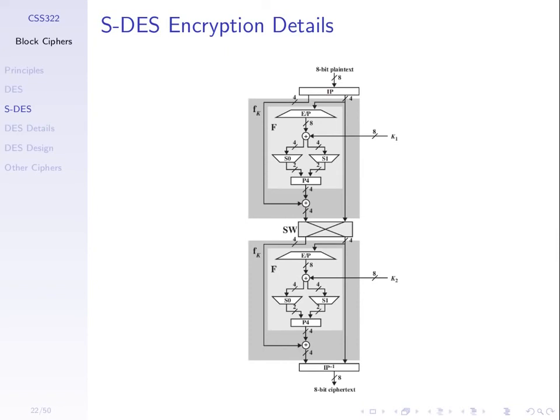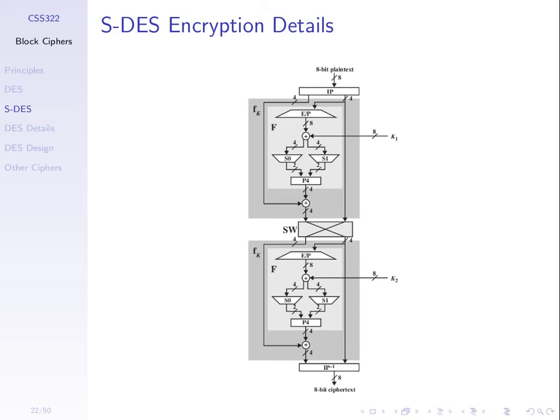This is the encryption phase. It's hard to see at this size, but we start with 8 bits plaintext. IP is what we call the initial permutation. It's a permutation we do just at the start. We only do it once in the encryption. We'll see at the end we do an inverse initial permutation. Nothing complex there. And then these two dark grey boxes are the rounds.